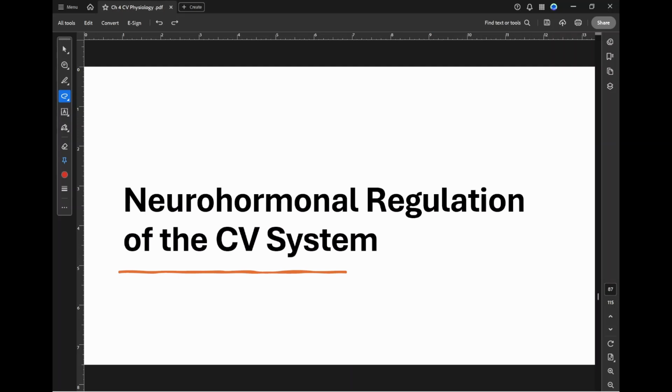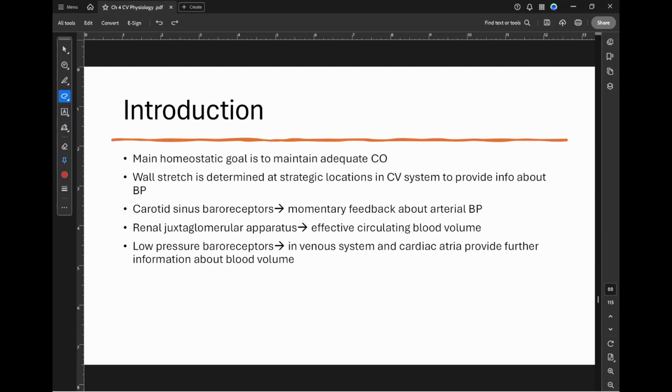How do we alter those things? Now we're going to get to how nerves and hormones have a role in regulating our heart rate and blood pressure. So again, our main homeostatic variable is always going to be cardiac output. How much blood is leaving the heart?